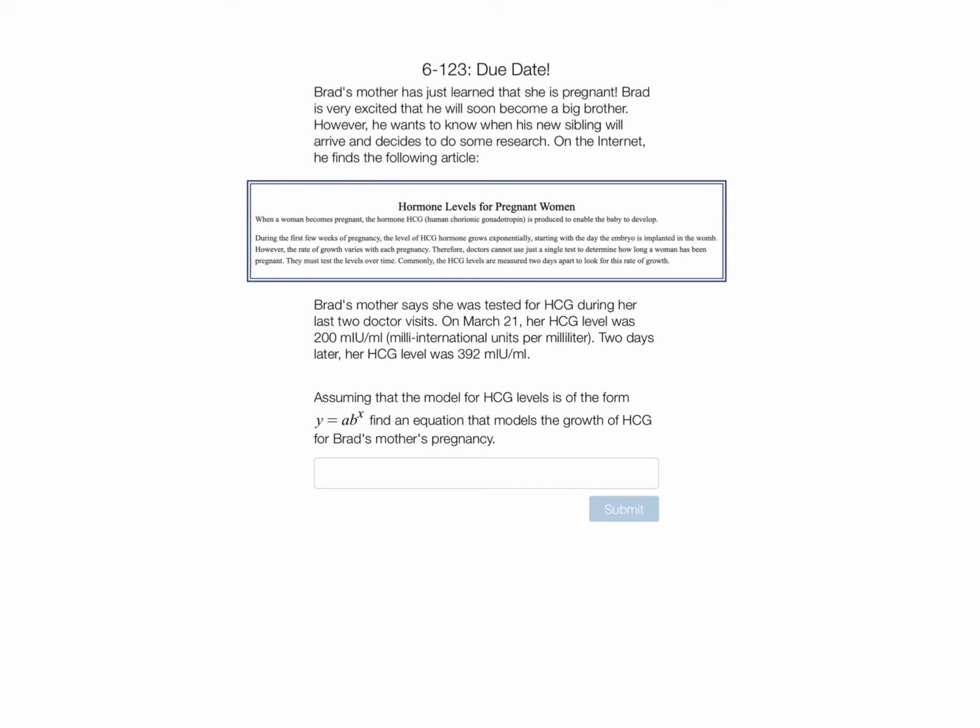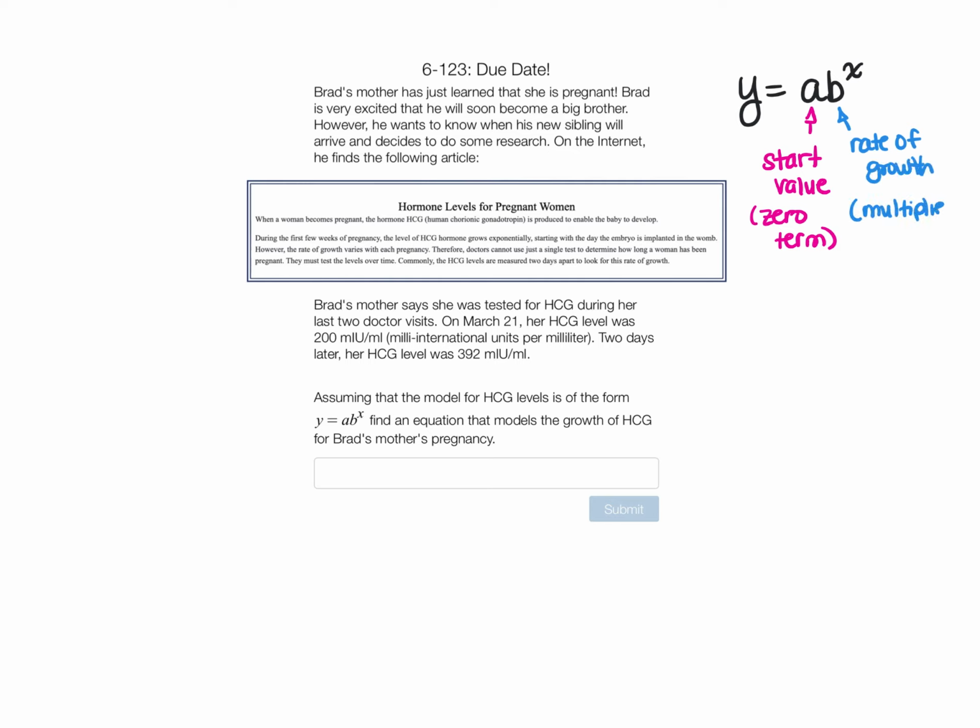All right, so in order to write an exponential equation, we need to know two things. We need to know what A is. A is your starting value. We usually call this our zero term. Okay, it's also our y-intercept. B is our rate of growth, or your multiplier, is what I a lot of times refer to this as.